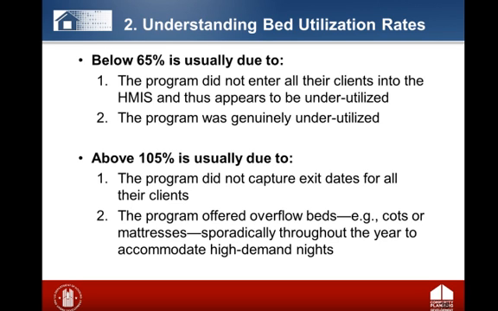Bed utilization rates below 65% are usually attributed to either the program did not enter all their clients into the HMIS and thus appears to be underutilized, or the program was genuinely underutilized. Bed utilization rates above 105% are often explained by the program did not capture exit dates for all their clients, or the program offered overflow beds, such as cots or mattresses, sporadically throughout the year to accommodate high demand nights. This results in a larger count of persons, but the same number of year-round beds.